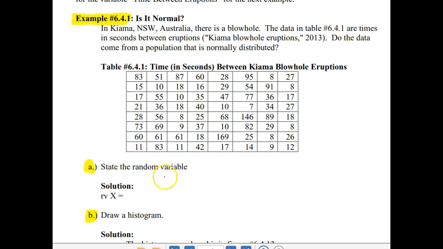So again, we're going to start by stating our random variable here. And again, for quantitative data, we're going to be looking at the measurement of a randomly selected object. So in this case, we're going to look at the time in seconds between eruptions. So in this case, we would be taking 2 randomly selected, consecutive eruptions, and we're looking at the time space between those.